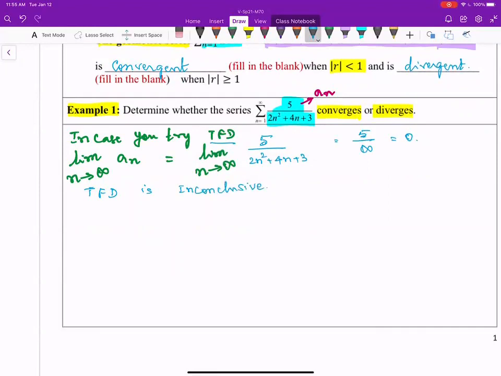If this happened to be not equal to 0, you get a value here that's not equal to 0, you can immediately conclude that the given series is a divergent series. That's why it's called the test for divergence. It doesn't say anything about convergence. It only says whether the series is divergent or not. Now, because it's going to fail in this case, we have to apply the comparison test that we just learned.